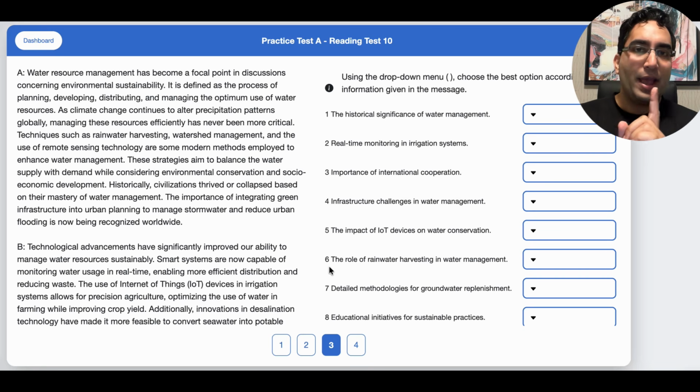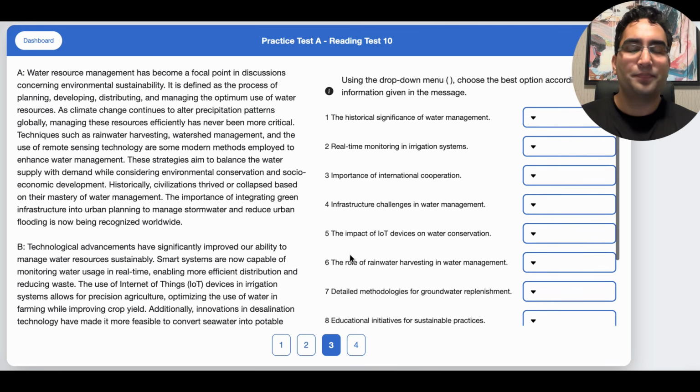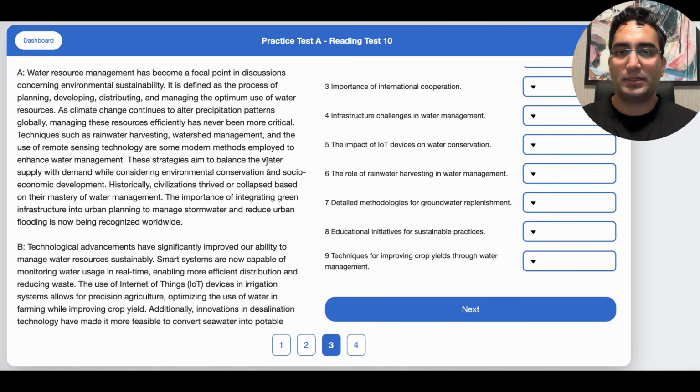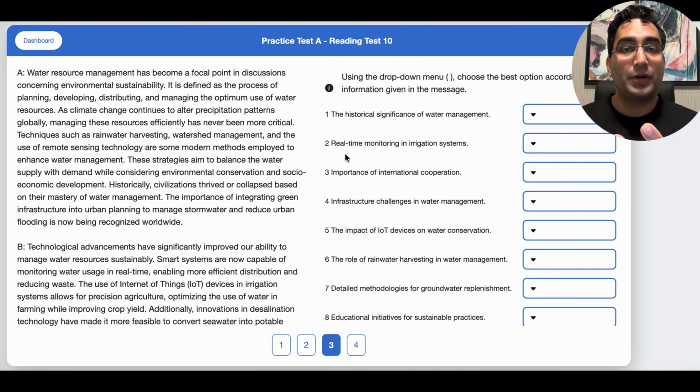Now, one strategy is that you can read all the questions 1 to 9, then read paragraph A, understand it, then match it with all the questions. And this strategy is what I prefer. It works really well for a lot of people.